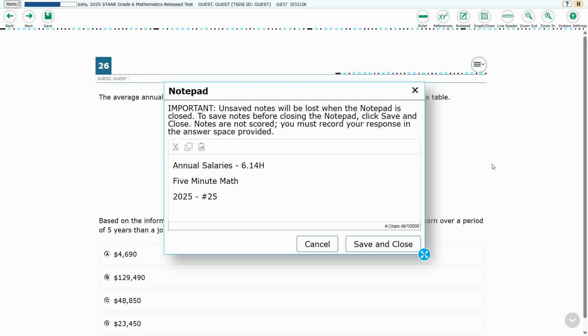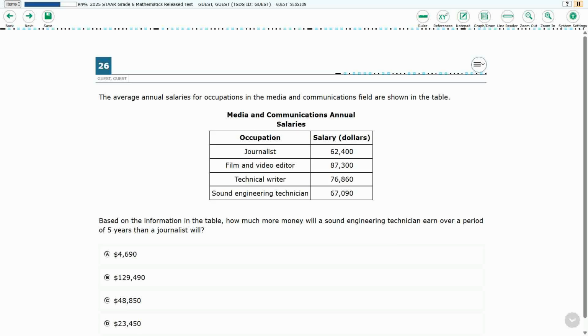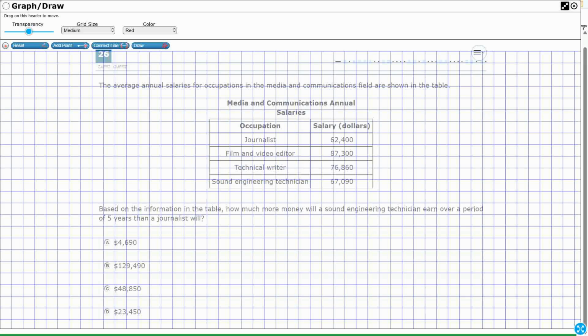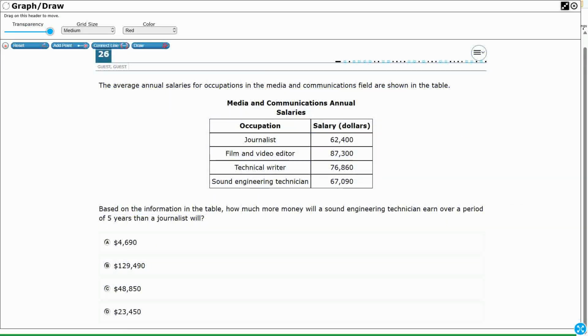Today we are looking at the sixth grade concept of annual salaries. This is standard 6.14H in the great state of Texas, and we are using item number 25 of the 2025 released STAAR test. If you haven't done so already, please go ahead and take a moment to pause the video, work this problem out on your own, unpause it, and we will look at our answers together.